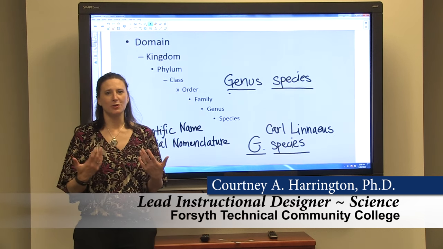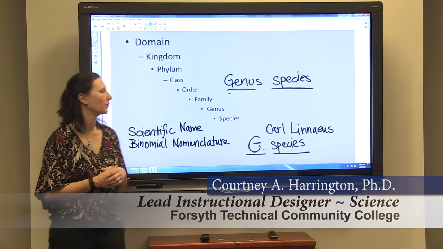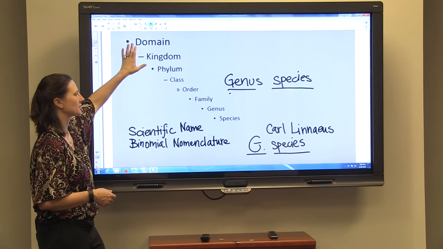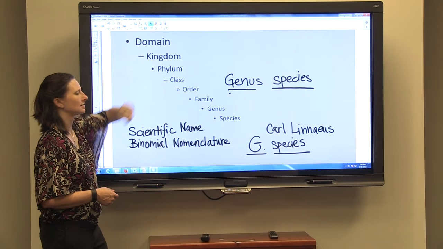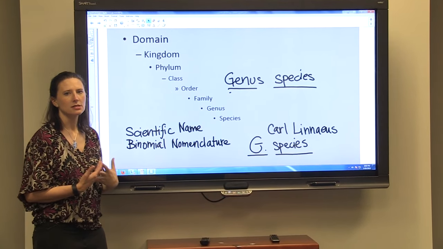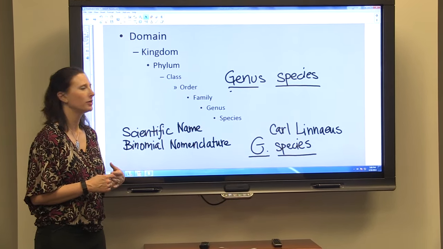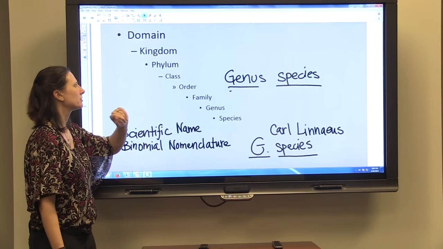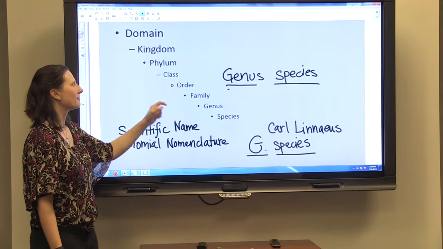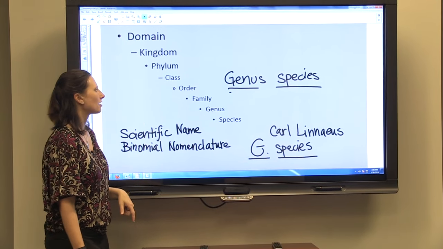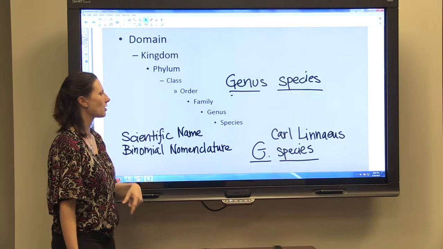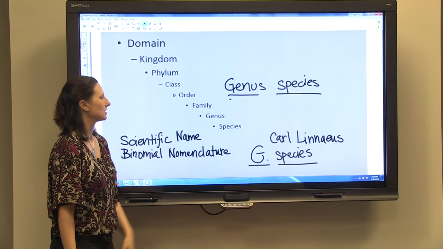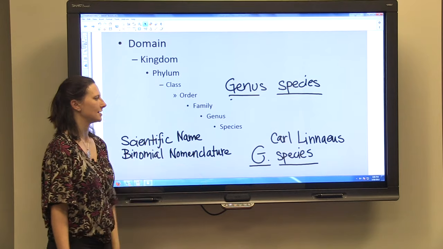So in order to have a naming system, we have to be able to classify organisms. And we classify organisms according to this domain system. There are three domains: bacteria, archaea, and eukarya. Within those domains, there are five kingdoms. Within those kingdoms, there are phyla. Within those phyla, there are classes. Within the classes, there are orders. Within each order are families. Within each family is genus. And within each genus is a species.